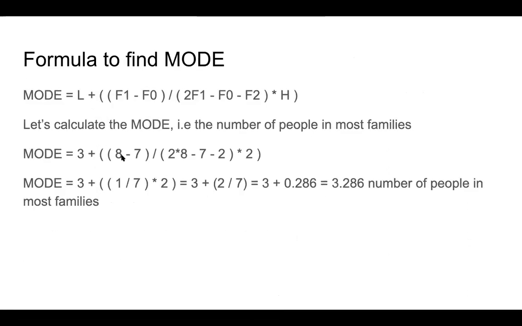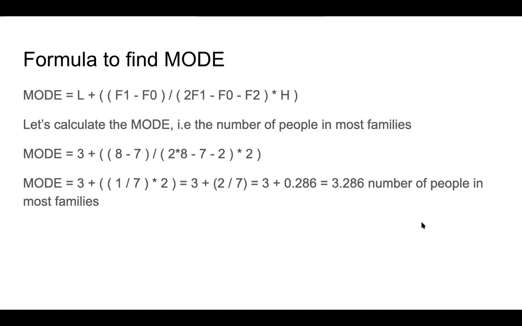3 plus 8 minus 7, which is F1 minus F0, divided by 2 into 8, which is 2 into F1, minus F0, which is 7, minus F2, which is 2. If you calculate this, you will get 3 plus 1 by 7: 8 minus 7 is 1, 2 into 8 is 16, 16 minus 7 is 9, 9 minus 2 is 7. So 1 divided by 7, and the class size is 2, which is H. So 1 by 7 into 2, so this will be 2 by 7. So 3 plus 2 by 7, 3 plus 0.286, 3.286 number of people in most families.